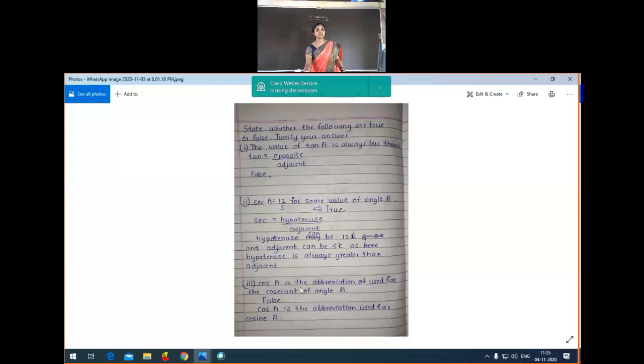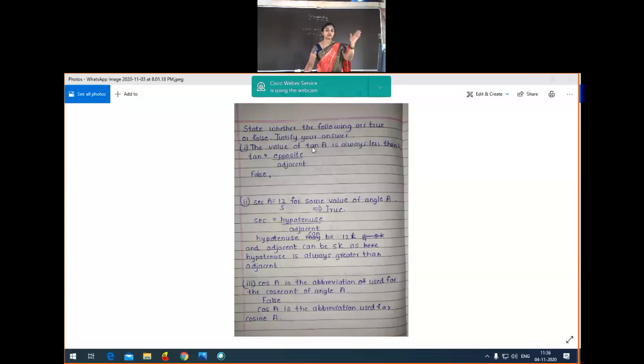Now this one: state whether the following are true or false. Justify your answer. The value of tan A is always less than 1. It's a false statement. Why is it false? Tan A, for example, is opposite by adjacent. If the opposite side is 4 and the adjacent is 3, 4 by 3 is not less than 1. If 3 by 4, then it is less than 1.